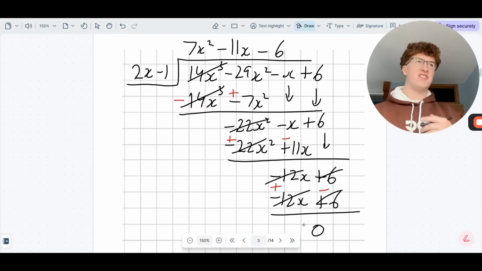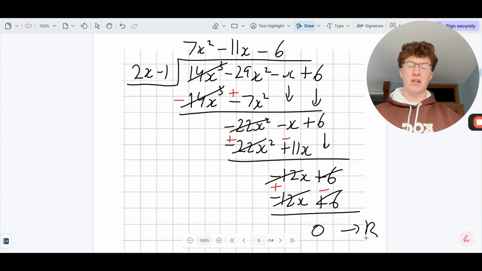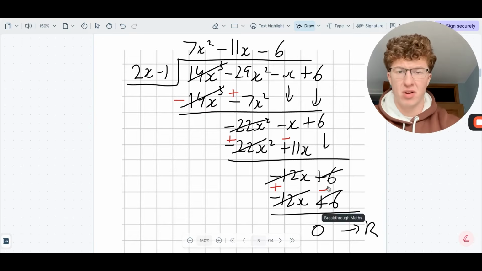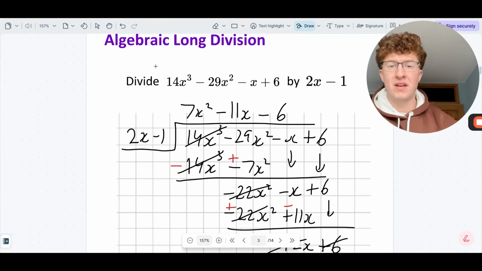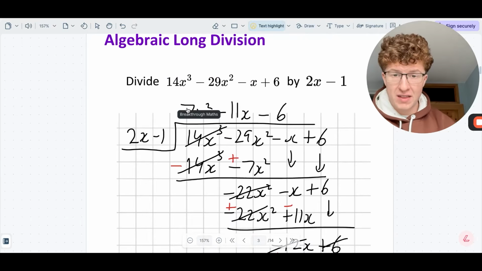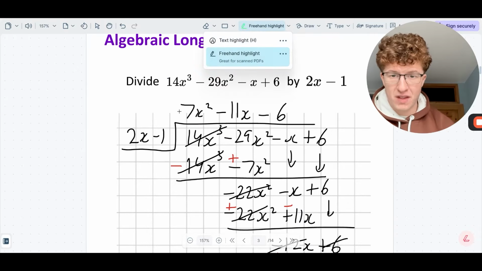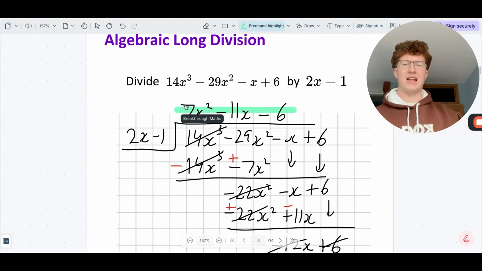Generally, unless the question states that you need to get a remainder, which will normally go here, the remainder here is 0. So we know that this is going to be the answer. So when we divide this expression here by 2x minus 1, I'll highlight it. This is our final answer. This is the result of the division, and that's the answer.